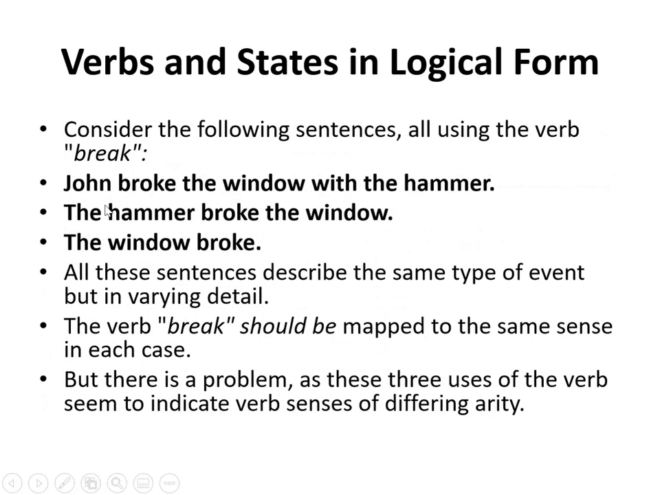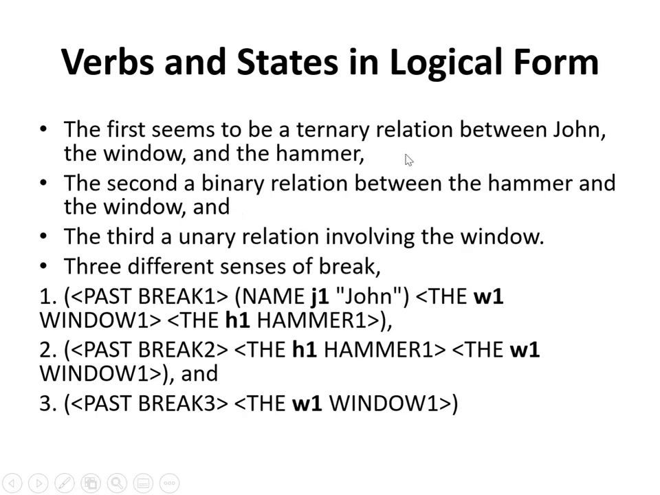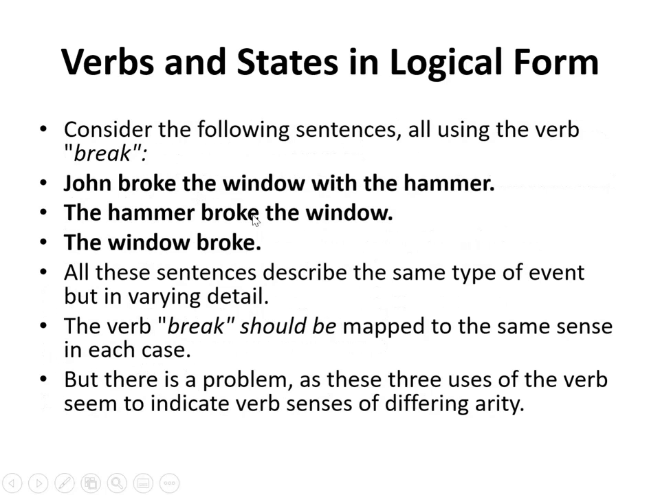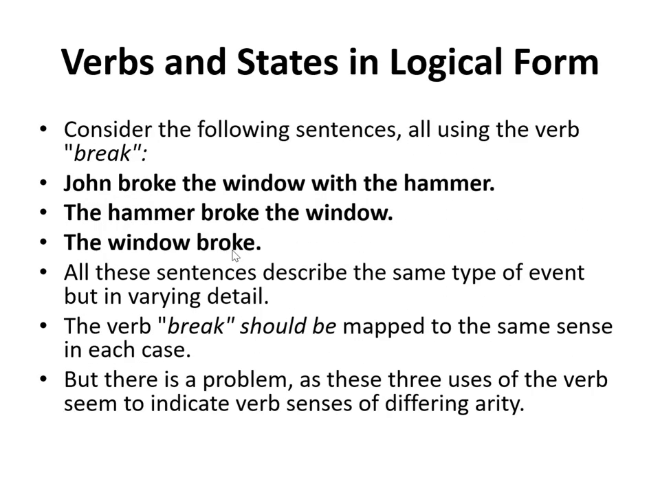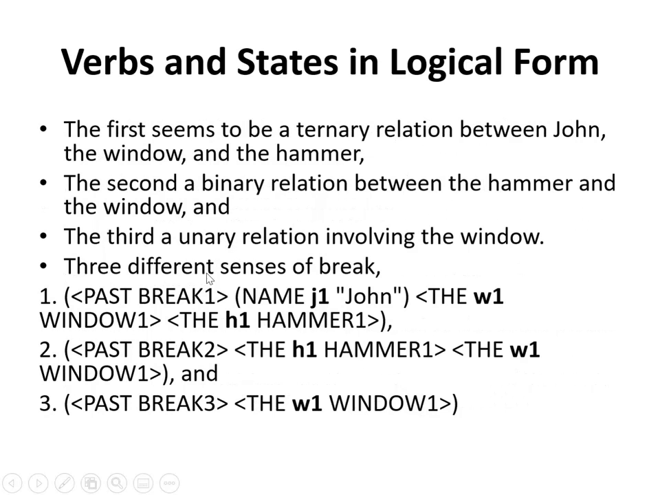The first seems to be a ternary relation. You can see you have John, then the window and a hammer in the first sentence. Then in the second sentence we have the hammer and the window, and in the third we have only a unary relation, that is the window. So the window broke. How can we represent these three different senses of break?